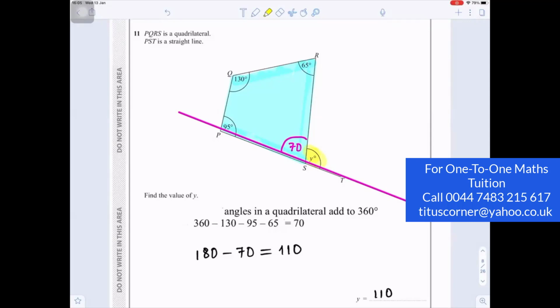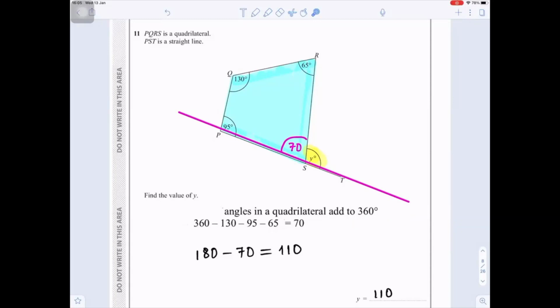What we want to do is use the idea that angles in a quadrilateral, quad means it's got 4 sides and 4 angles. So quadrilaterals have 4 angles, 1, 2, 3, 4. And those 4 angles have to add up to 360 degrees. So to find this angle PSR, we do 360 minus 30 minus 95 and minus 65. And that will give us 70 for this angle.